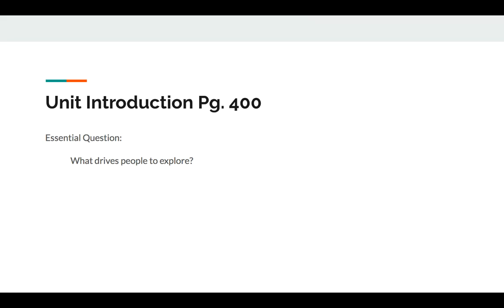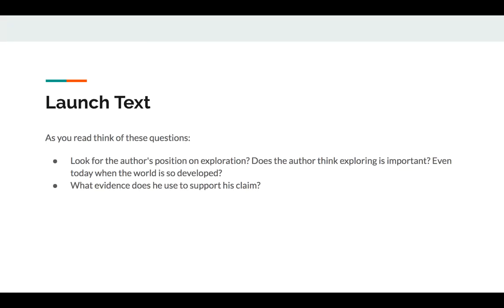If you turn to page 404, we are going to be looking at the launch text, and the launch text is What on Earth Is Left to Explore. This selection is an example of an argument, a type of writing in which an author states and defends a position on a topic. A lot of what we did in the last unit with technology, whether people thought it was good or bad or both, is the same type of writing. This is a type of writing you will be developing in the performance-based assessment at the end of the unit.